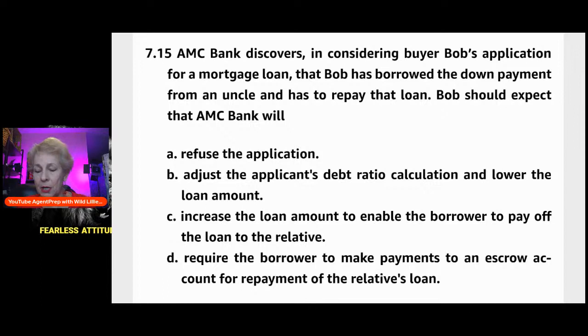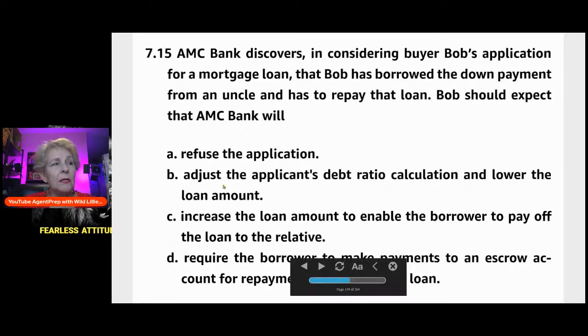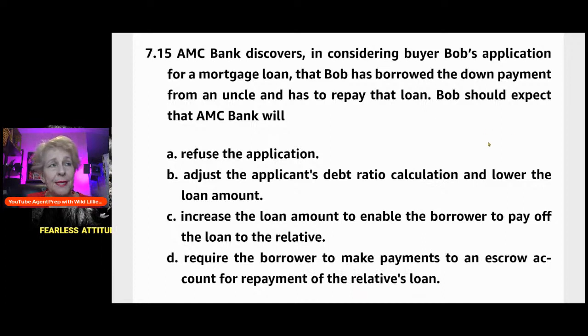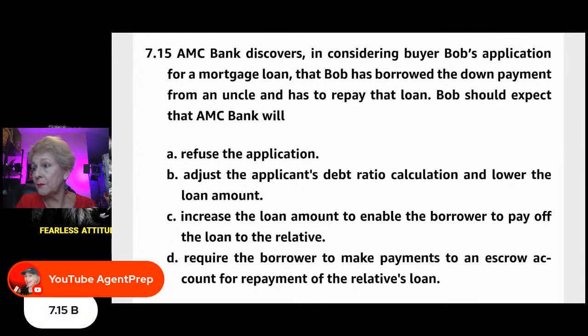Okay, the answer here is 15B, which is, since they borrowed money for the down payment from an uncle, the lender, it's going to cause their debt to income ratio probably to go higher. So the lender will adjust the applicant's debt ratio calculation and lower the loan amount. Therefore, now they have to buy a smaller house, or not necessarily smaller, less expensive.